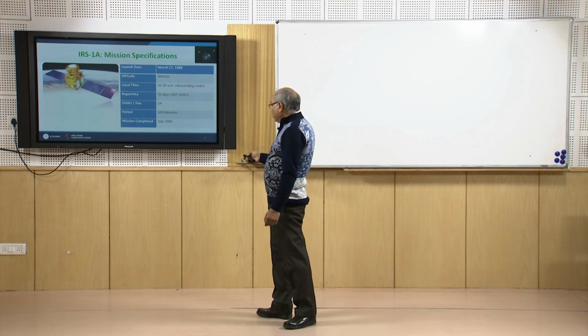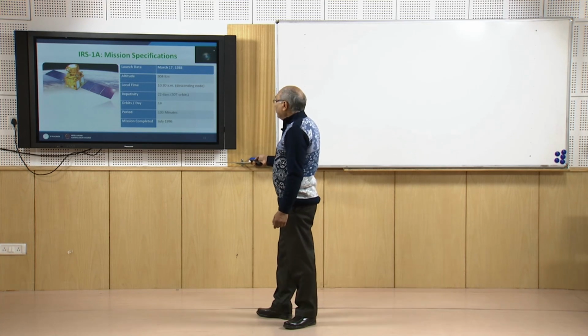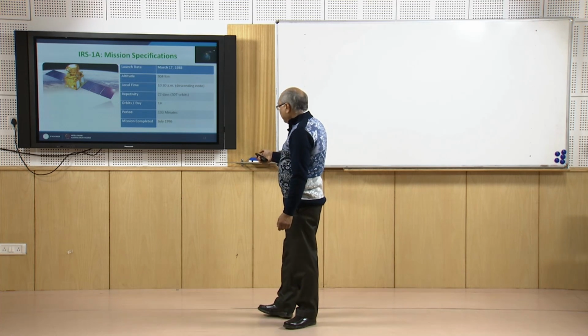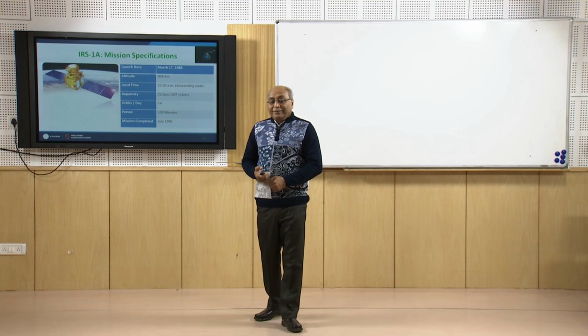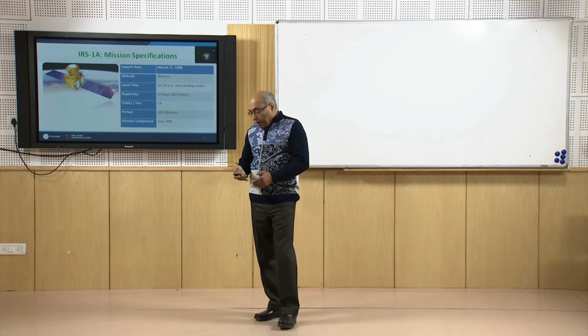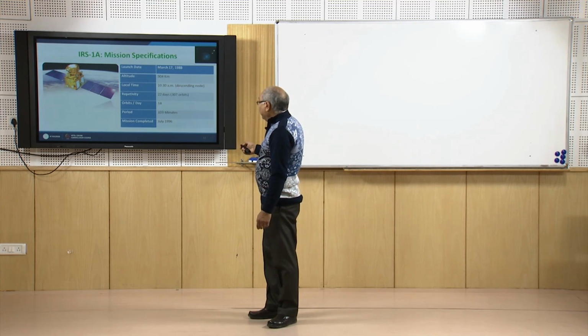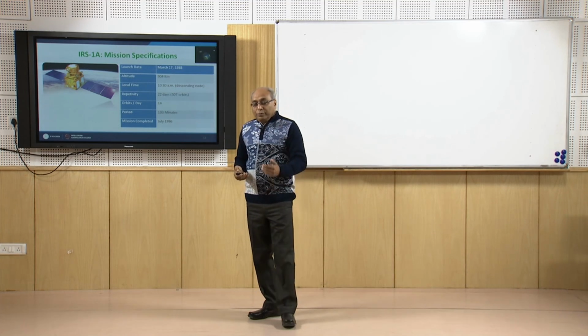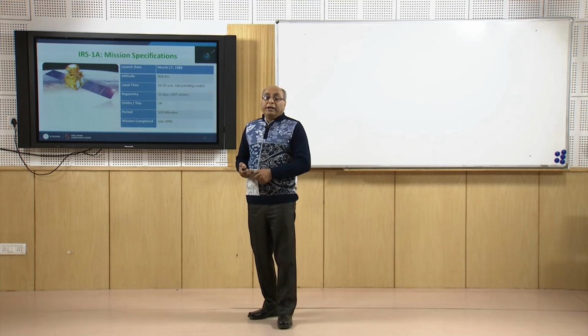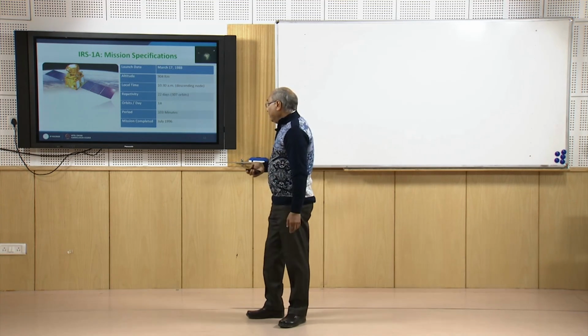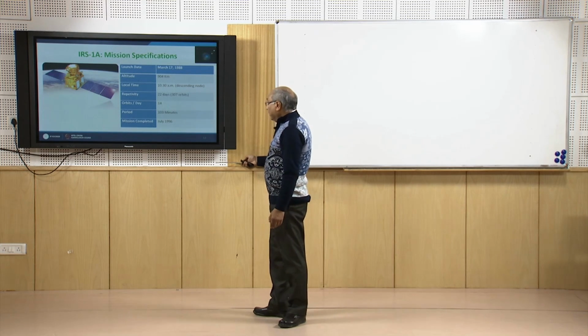IRS 1A, most of these details we have seen, so I am going to skip these satellites. One important point I want to bring up is about the descending and ascending modes. Generally in the morning hours we have the southbound satellites, and they acquire the data, so when it is coming from north to south we call it descending mode, and when it goes in the afternoon from south to north we call it ascending mode. So that is the only thing.